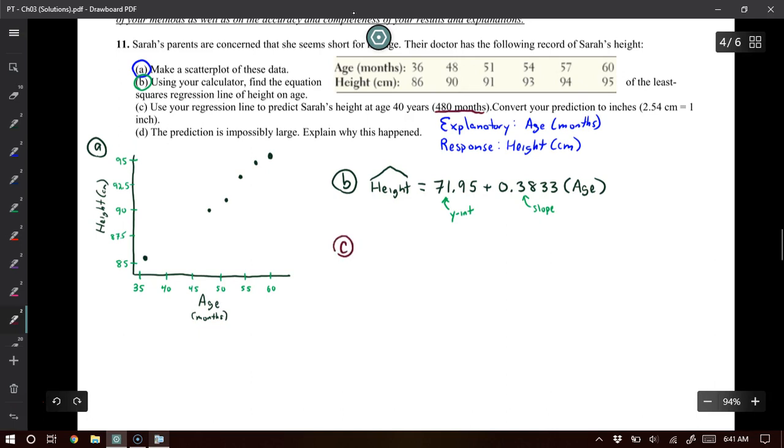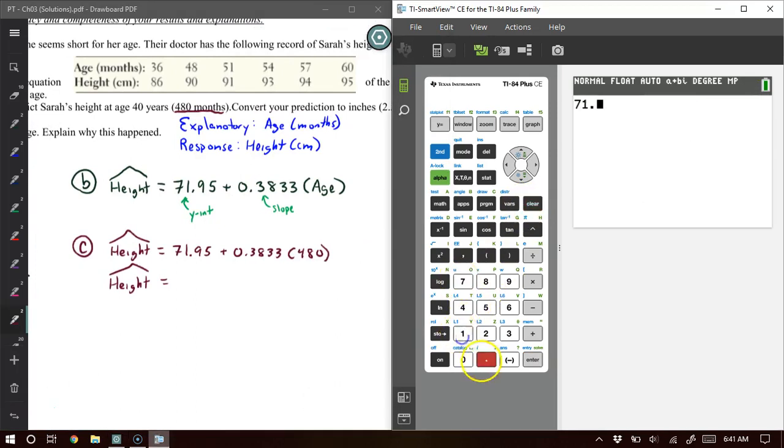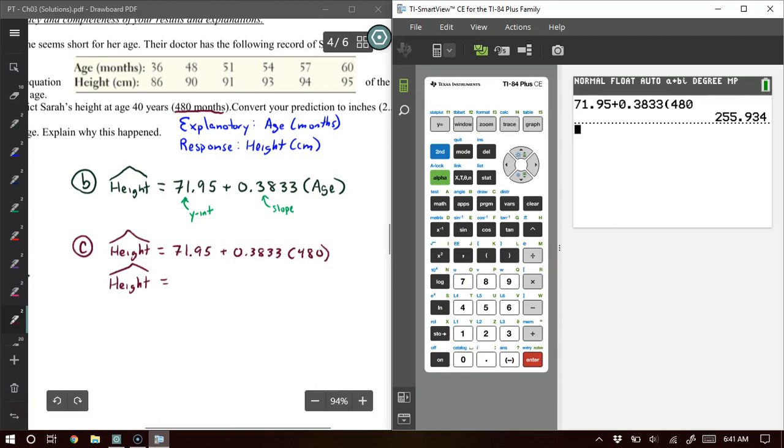So for C, the predicted height at 480 months, I would just plug in 480 for the age. Now I can have the calculator type this in and do it for me. I'm going to show you it this way. So I'm going to have 71.95 plus 0.3833 times 480. And I get 255.934. But don't box that, don't circle it.